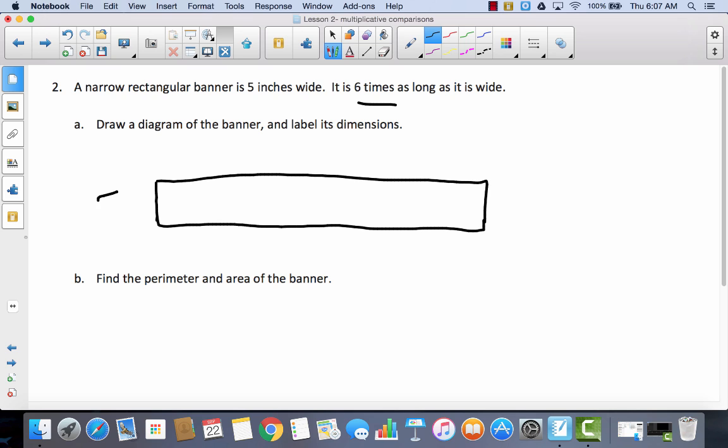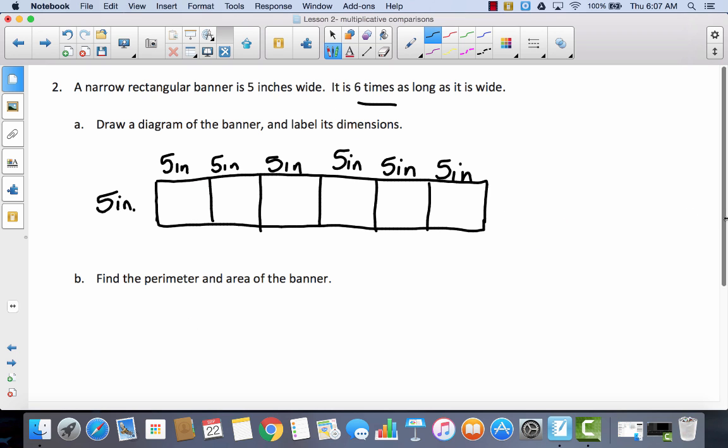So we know that this is going to be 5 inches, and then we know that it's 6 times. So I'm going to divide this tape diagram into 6 parts. I'm going to divide it in half, and I'm going to divide each half into thirds like this. Now that's going to give me 1, 2, 3, 4, 5, 6. 6 times as long. So each of these have a dimension of 5 inches. Okay, so we drew the diagram and we labeled its dimensions. So that's all it's asking us to do in A.